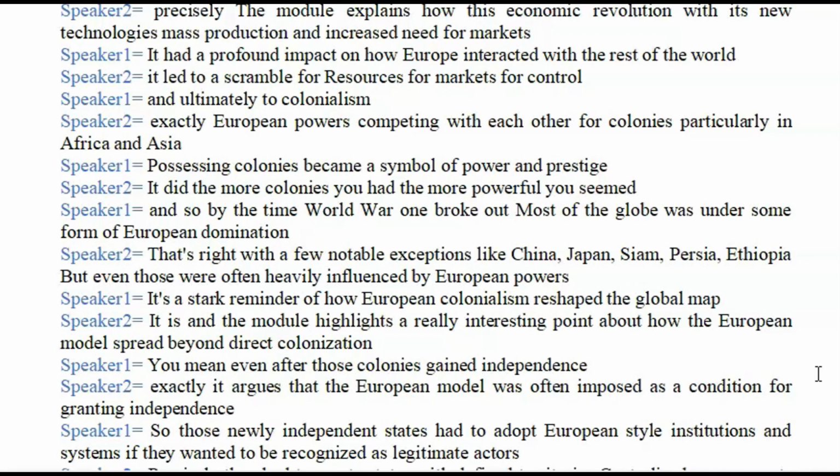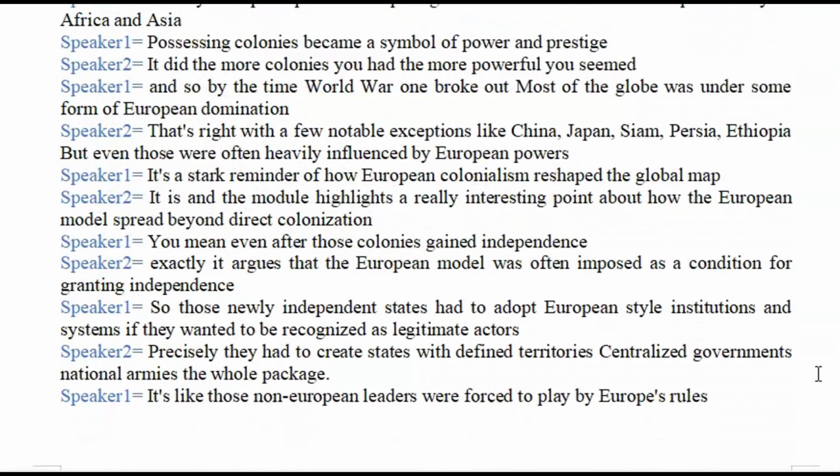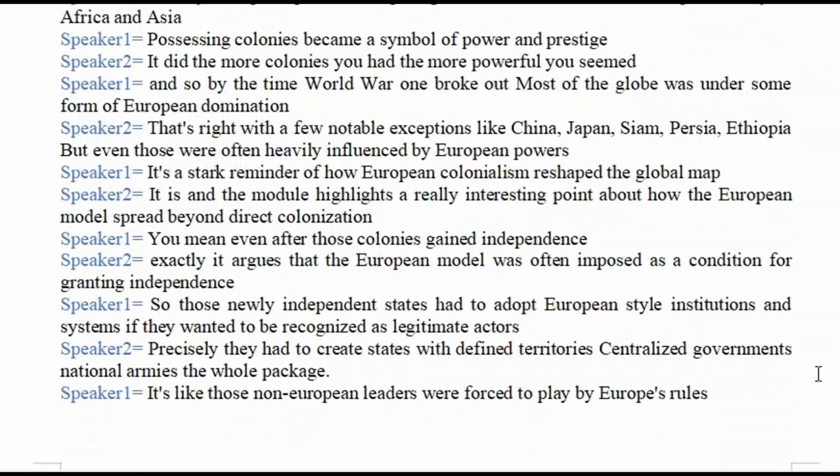European powers competing with each other for colonies, particularly in Africa and Asia. Possessing colonies became a symbol of power and prestige. It did. The more colonies you had, the more powerful you seemed. And so, by the time World War I broke out, most of the globe was under some form of European domination. That's right. With a few notable exceptions like China, Japan, Siam, Persia, Ethiopia. But even those were often heavily influenced by European powers. It's a stark reminder of how European colonialism reshaped the global map.